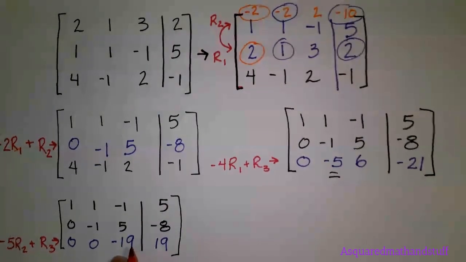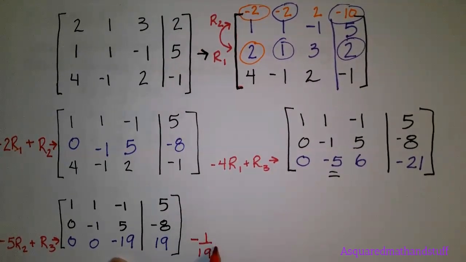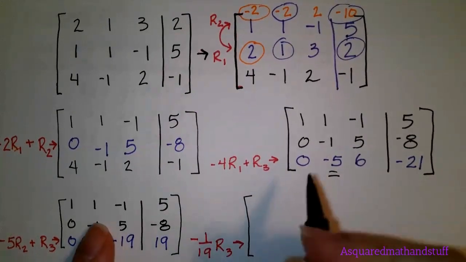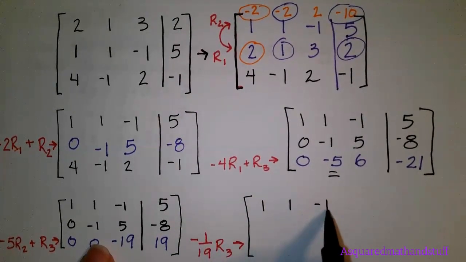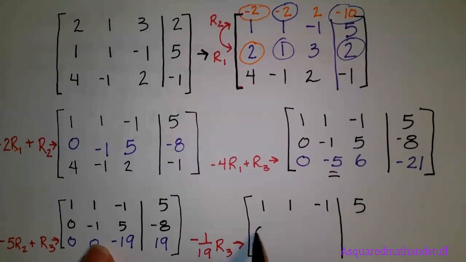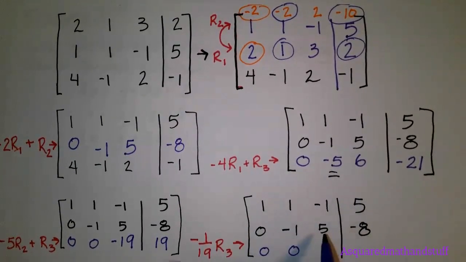Now we need to get a 1 in row 3, column 3. So all we have to do is multiply row 3 by a negative 1 over 19, because you can't divide in matrices, but we can multiply by a fraction. Again, we are not changing row 1 or 2, so let's copy those down. And then finally, we have 0, 0. Negative 1 over 19 times 19 gives us positive 1. And then a negative 1 over 19 times 19 gives us a negative 1.